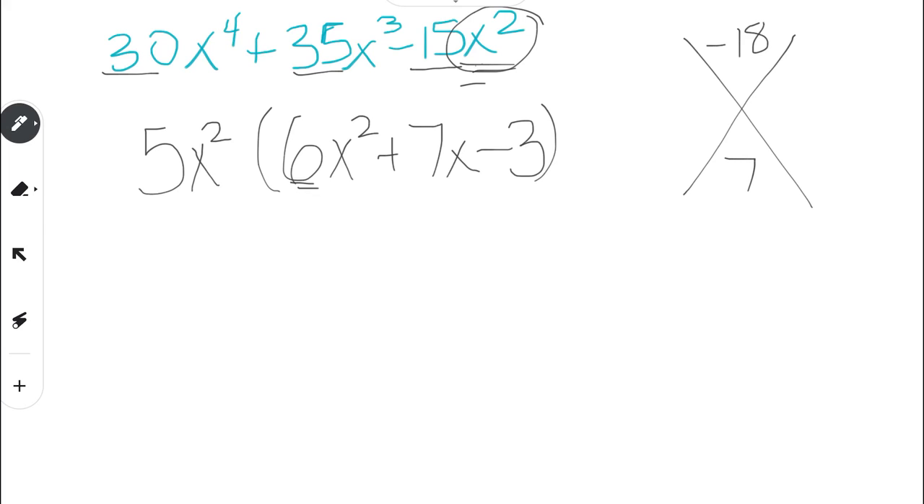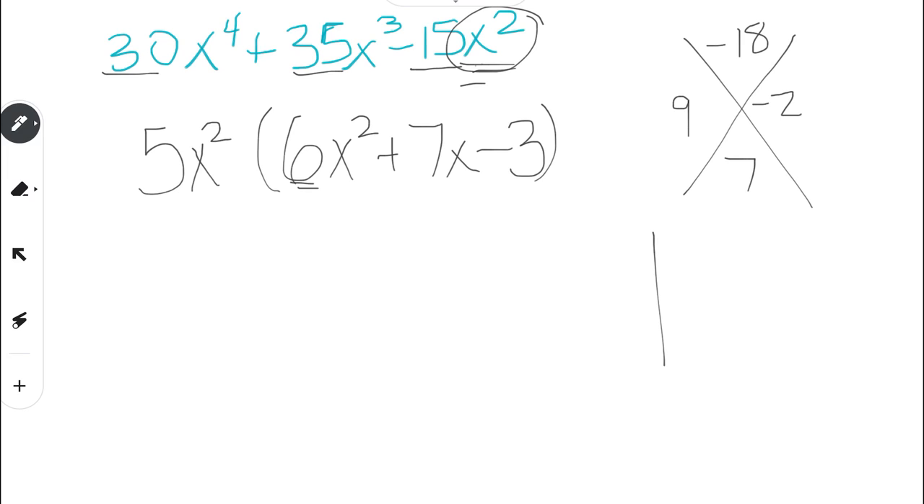And then we still have our 7 as our b. And we have to come up with two numbers that multiply to give you negative 18, but add to give you positive 7. So I know that 9 times 2 will give us 18, and 9 minus 2 will give us 7. So that means 9 times negative 2 is negative 18, which is perfect. This is what we want.